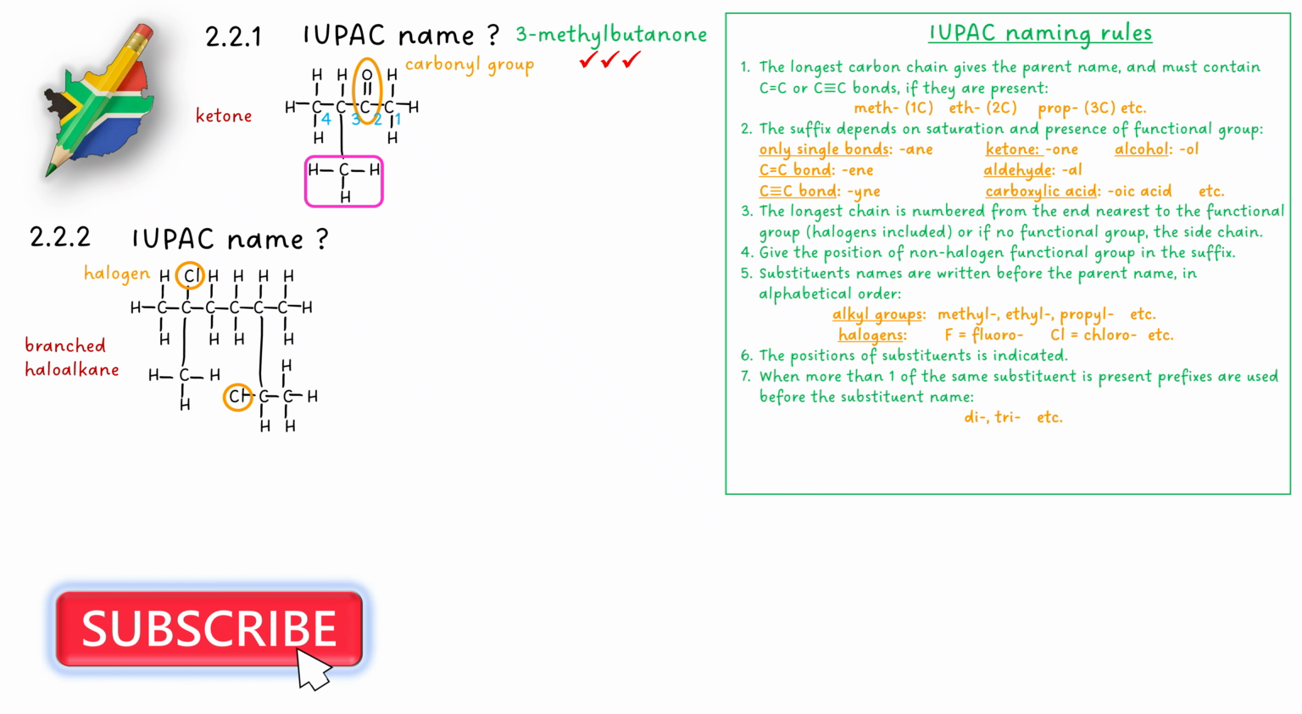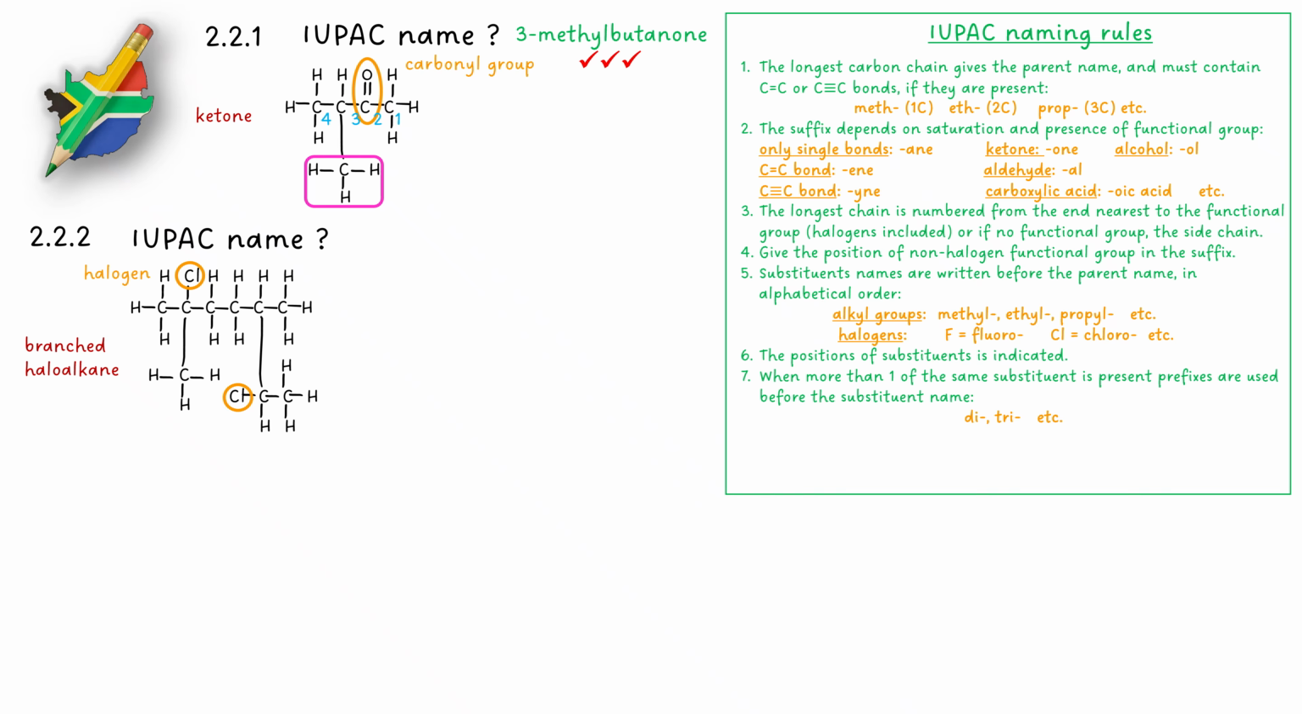For compound B, which is a branched haloalkane, the longest chain is 7 carbon atoms, and so the parent name starts with hept-, and since there are no functional groups other than the chlorine atoms, because remember halogens are considered functional groups, the suffix is just -ane. We can number the chain closest to the chlorine atoms to give the lowest numbers for these substituent functional groups.